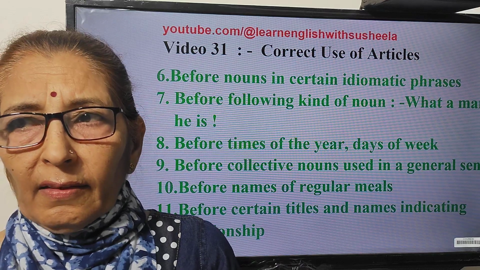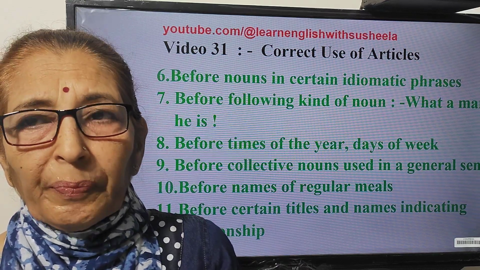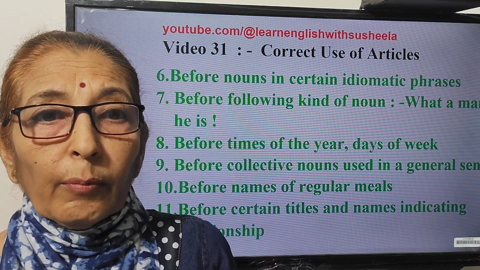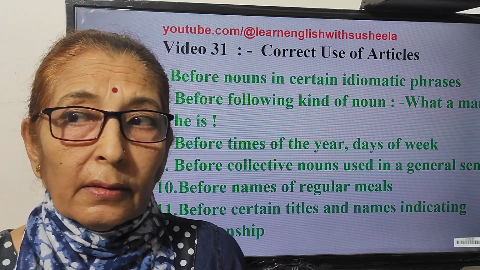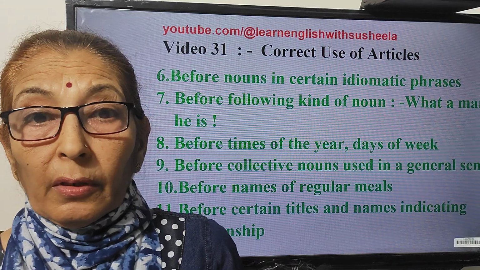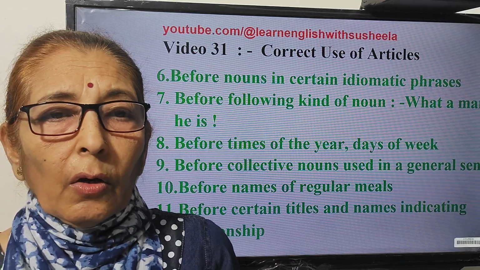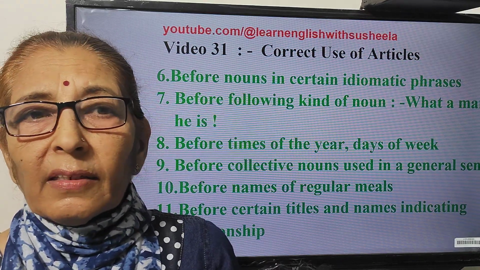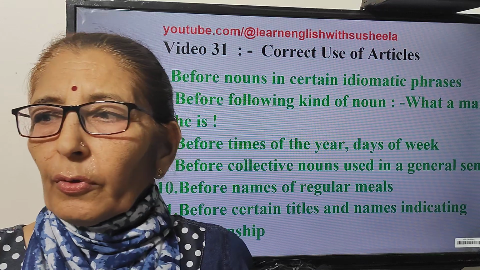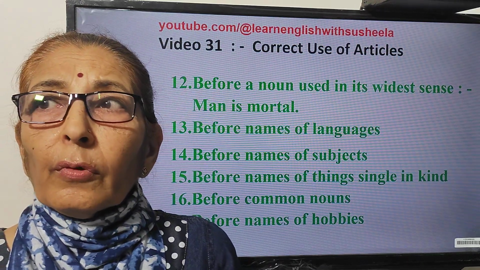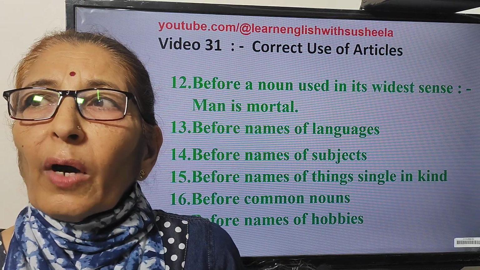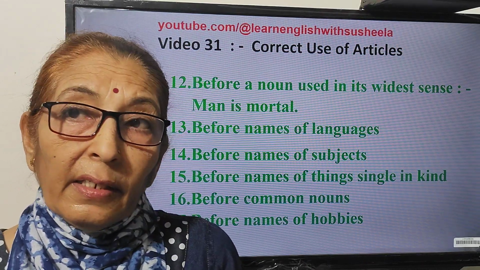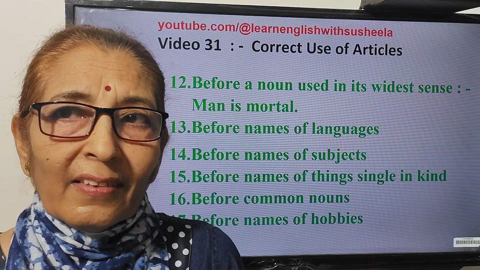Before certain titles and names indicating relationship. Just as you might have heard during English rule, the title of Rai Bahadur or Rai Sahab was given. Before that, the is not used. In the same way, Emperor Ashoka, we are not to use the before it. Or King George, we are not to use the before it. And in the same way, President Kennedy, we are not to use the before it. Next, before a noun used in its widest sense. Earlier also I told you that man is mortal. Here it has been used in the widest sense.